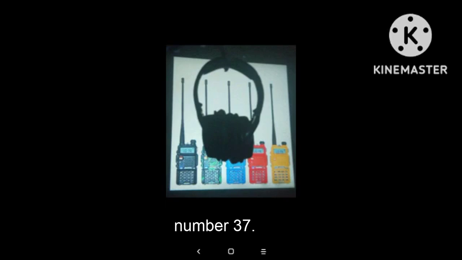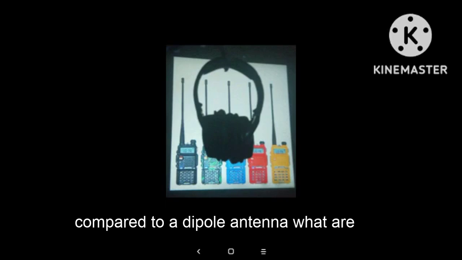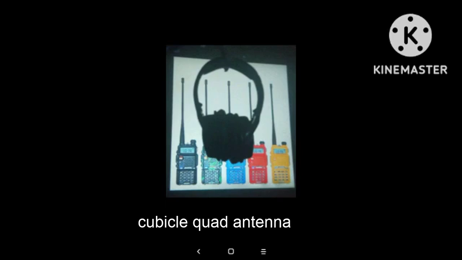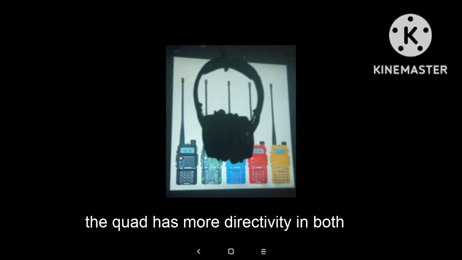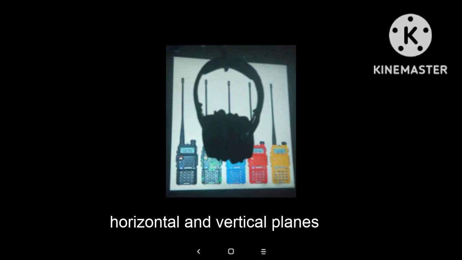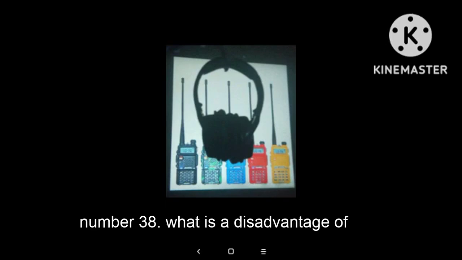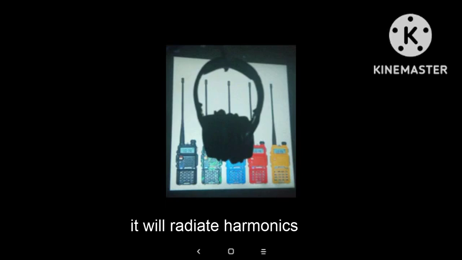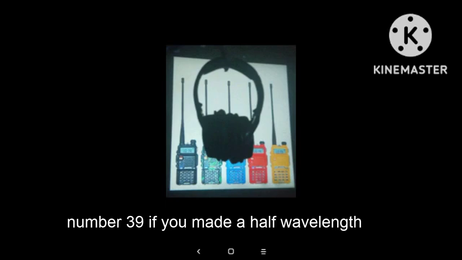Number 37. Compared to a dipole antenna, what are the directional characteristics of a cubical quad antenna? The quad has more directivity in both horizontal and vertical planes. Number 38. What is a disadvantage of using an antenna equipped with traps? It will radiate harmonics.